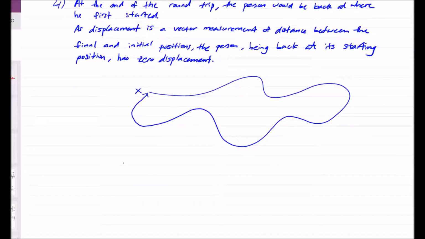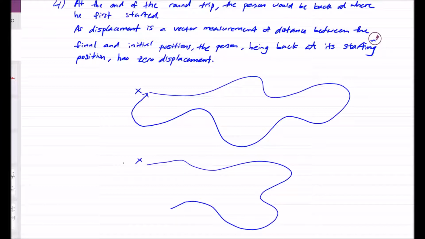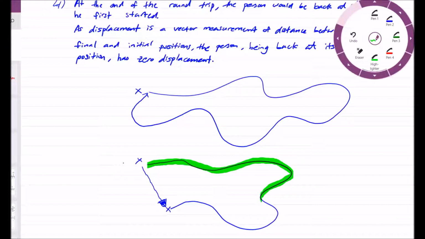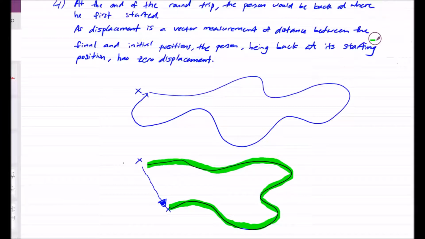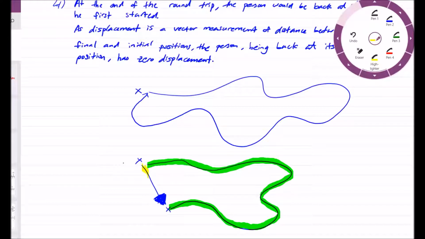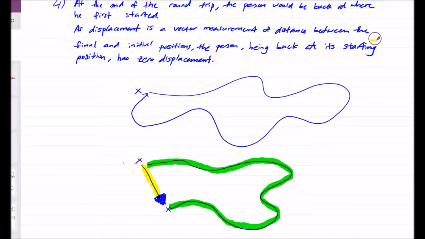Let's take an example where displacement is non-zero. Again, if this is the initial position, he travels some route and ends up here. The displacement of the person would be this distance and in this particular direction. The route that I'm highlighting in green is the distance that he traveled, but this is the displacement, the part that I'm highlighting in yellow.